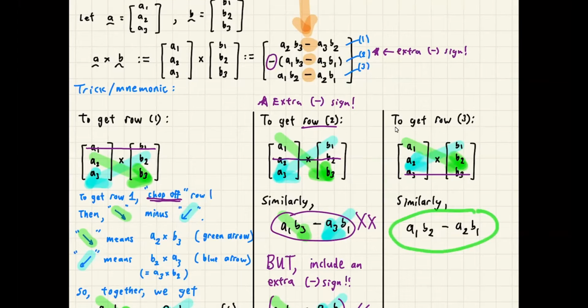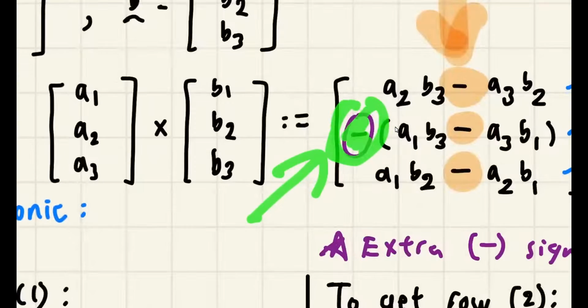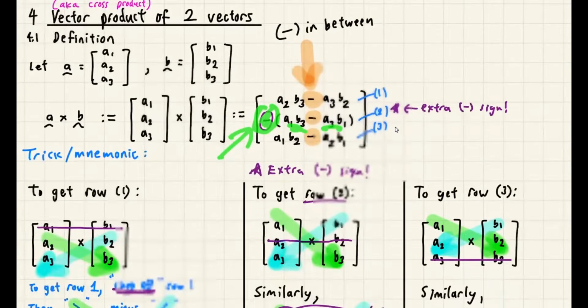Make sense? Okay, good. Equations 1 and 3 are easy, but the middle one is a bit challenging. Here, there's an extra minus sign. Notice that? Extra minus, please remember. So how do you get the A1B3 minus A3B1 first?